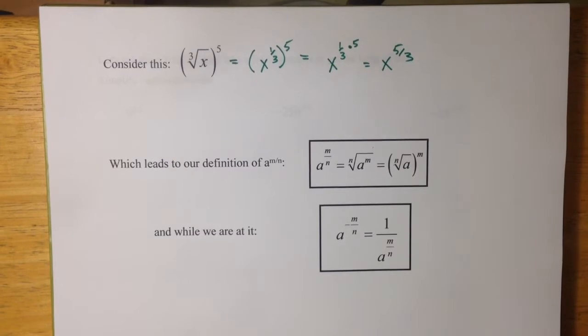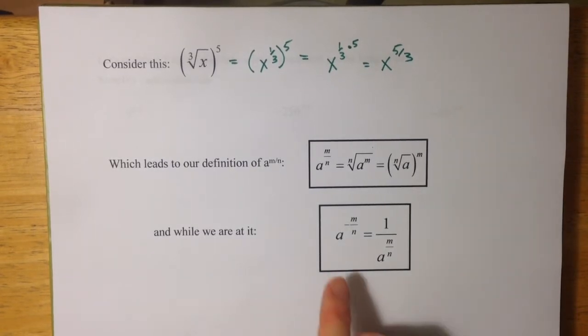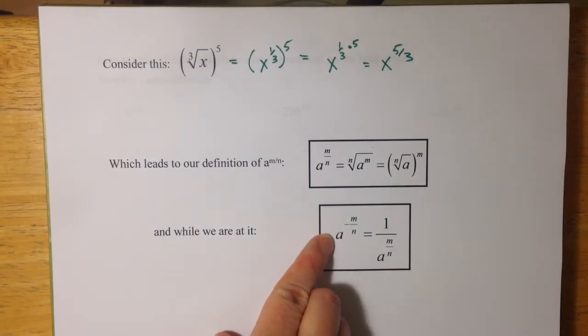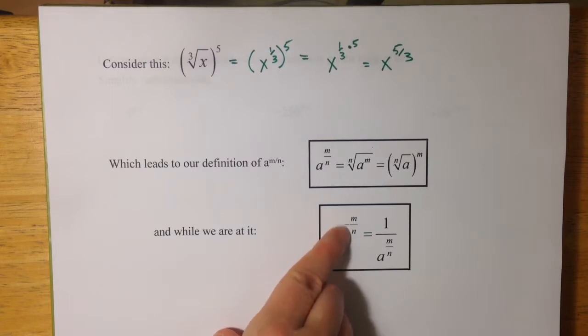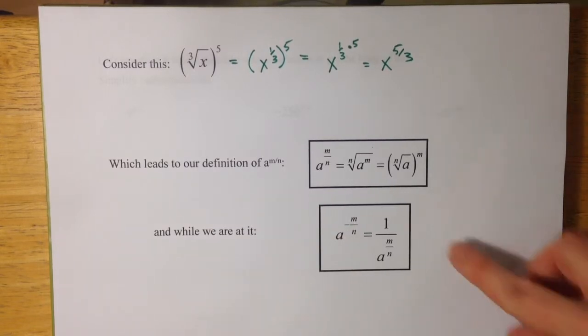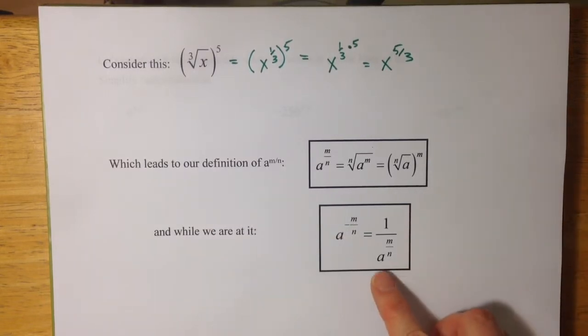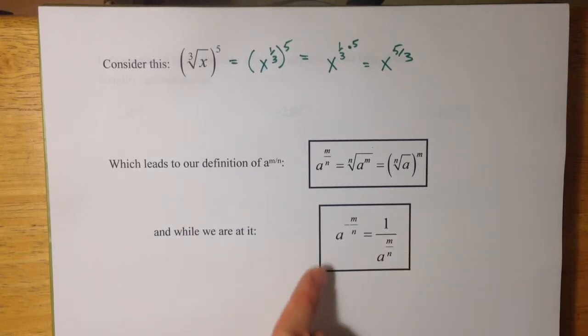Finally, as long as we're writing down new rules, let's write down this one. If I have something to a negative power that happens to be a fraction, that's the same as 1 over the thing to the power. The fact that the power is a fraction doesn't really matter. This is just that same old rule that you knew about negative exponents.